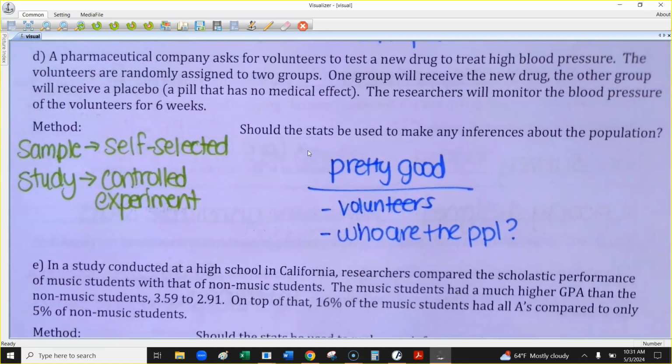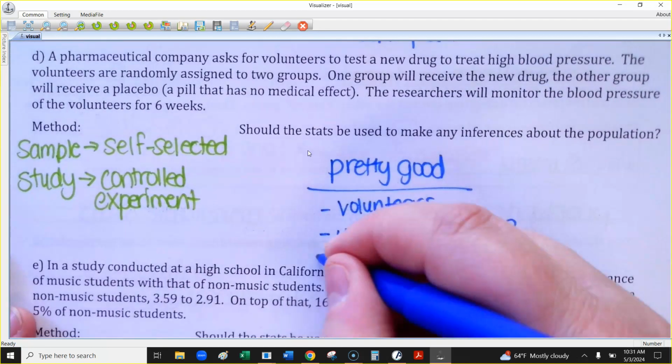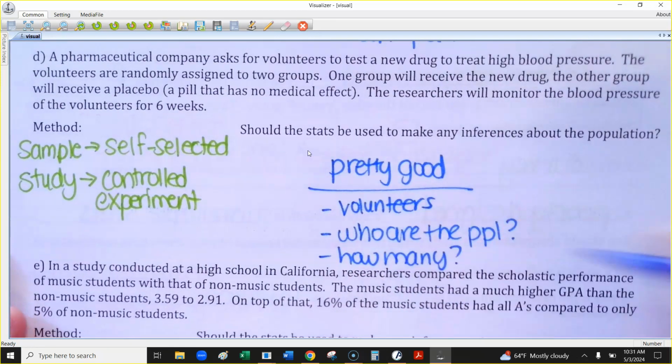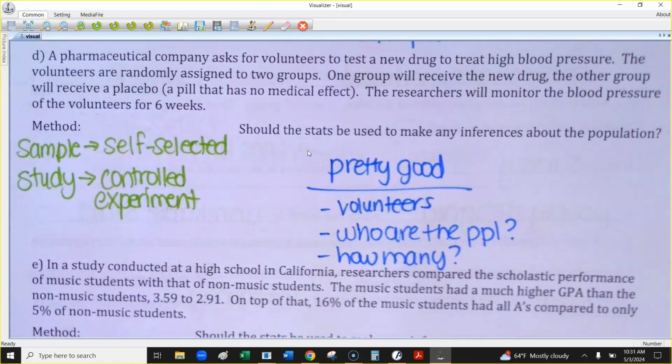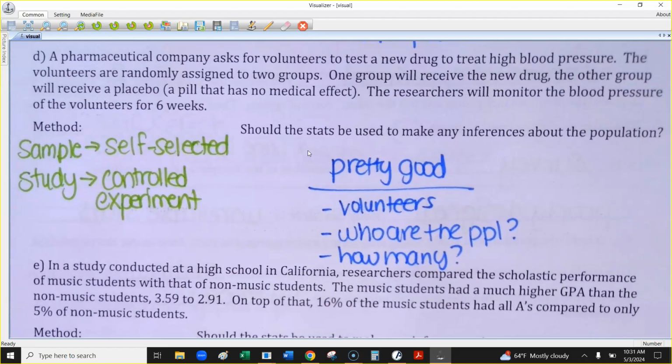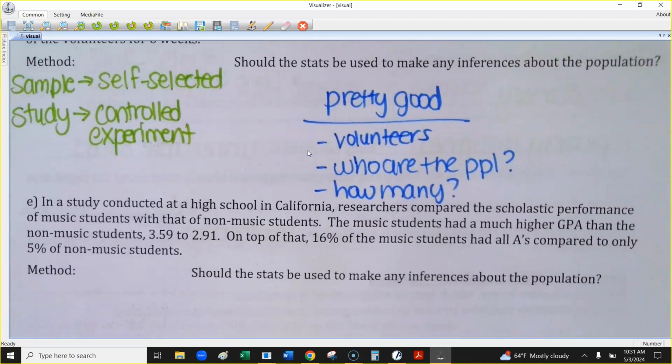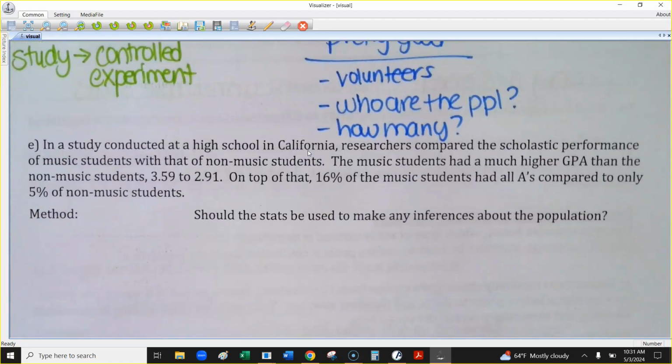And also the other thing, I have no idea how many people we are doing this with. It just says it assigns volunteers to two groups. So we could have 1,000 people, that would maybe be a good amount, but maybe I have 3 people. We'd have to have 4 because we have even groups, but we have no idea. But in general, I would say this would probably be pretty good, but I could make an argument the other way too.